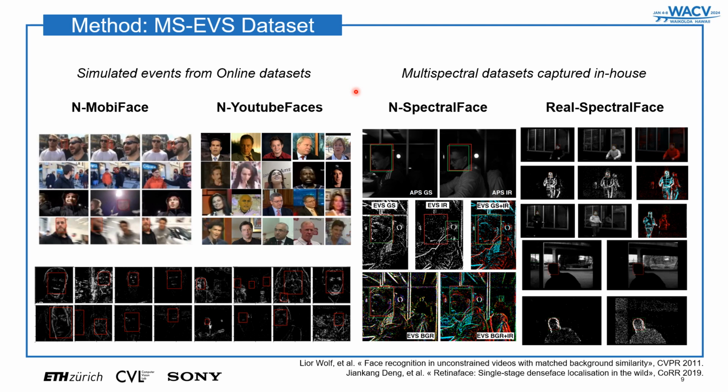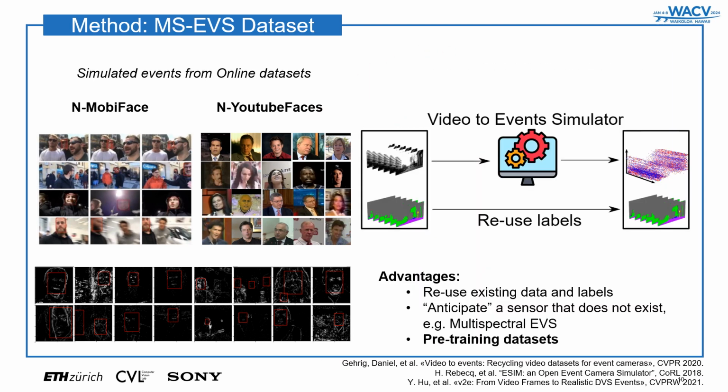To solve this, we propose the MS-EVS dataset. It is a combination of 4 smaller datasets that each serve their own purpose. On the first hand, N-MobiFace and N-YoutubeFaces are online datasets that we converted into event-based data. The main advantage of this method is to quickly get a large-scale face detection dataset with reliable labels. These datasets only have RGB data, but contain thousands of video, enough to pre-train our face detection multispectral models.